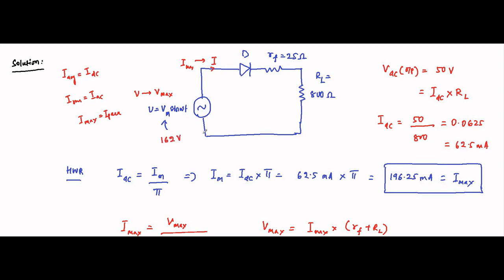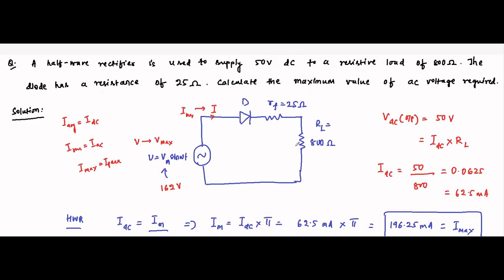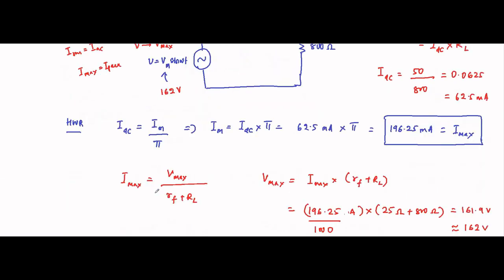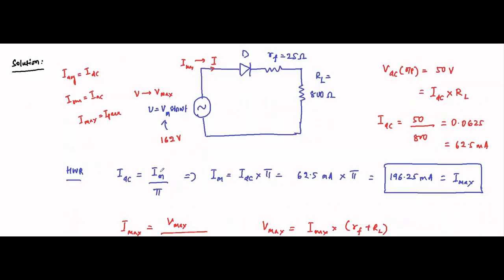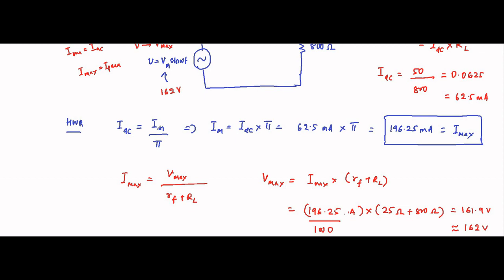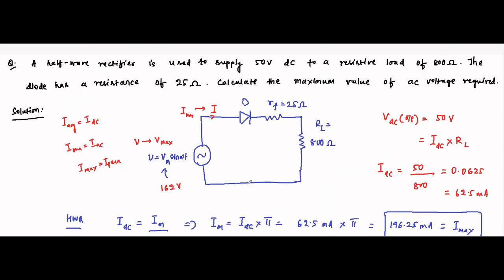So here, always remember, there will always be something given in the question which is correlated with what is being asked with the help of a series of formulas. So the important thing here is to remember all these formulas. The DC output voltage is equal to IDC into RL. From here, we determine the value of IDC, the average value. Then using the formula IDC is equal to Im by pi, we determine Imax. Then using the formula Imax is equal to Vmax by RF plus RL, we determine Vmax, the maximum value of voltage. Okay? So this is the solution.